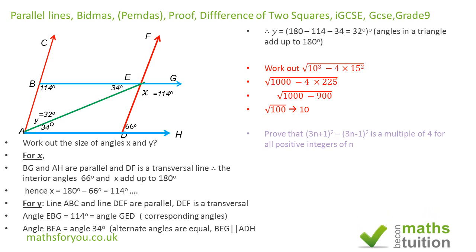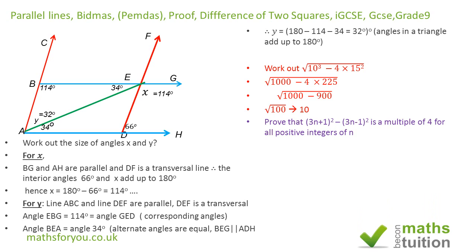Now for the third question, we're supposed to prove that (3n plus 1) all squared minus (3n minus 1) all squared is a multiple of 4 for all positive integers of n. Now, you can expand this if you wish, and then expand that, and then subtract. But we can do it another way.